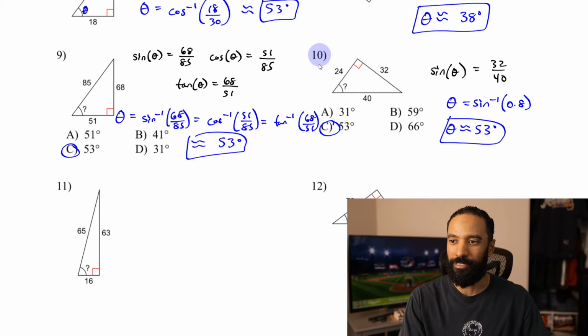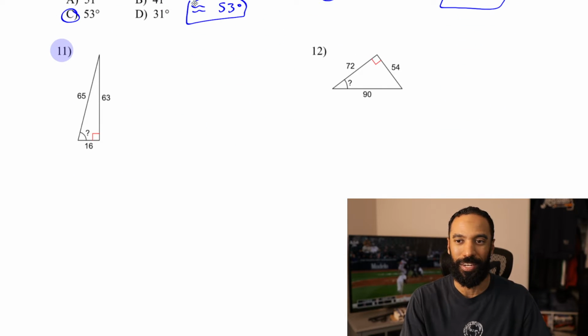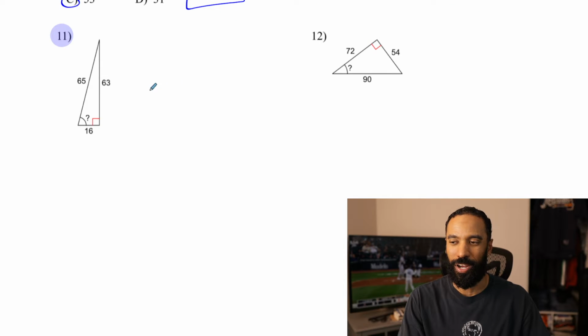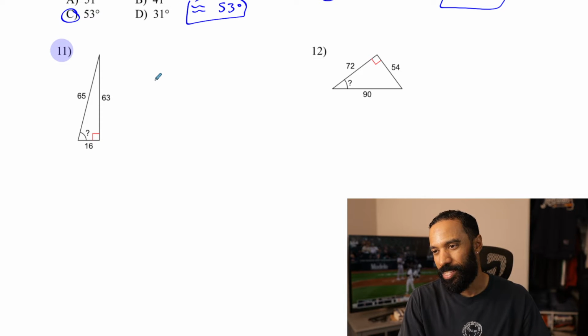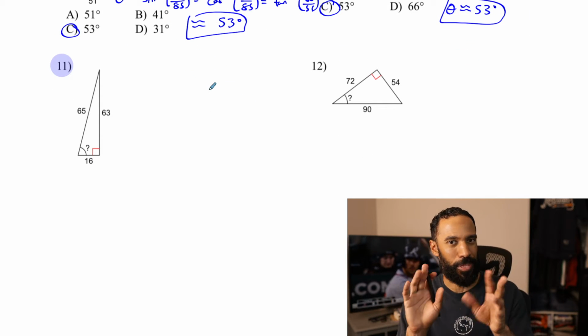All right, number 11 does not look like it's one of those problems. 12 might be. I would just have no idea. 12 might be a 3, 4, 5 triangle. 12 is a 3, 4, 5 triangle. It might not be the 53 degree angle measure, though. It might be the 37.